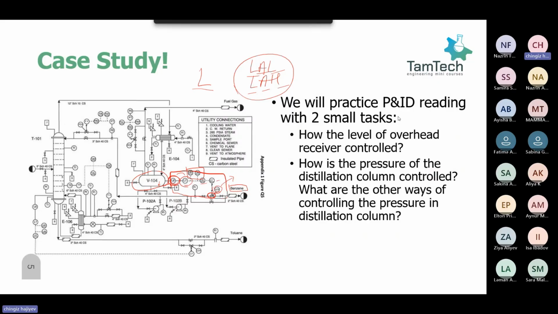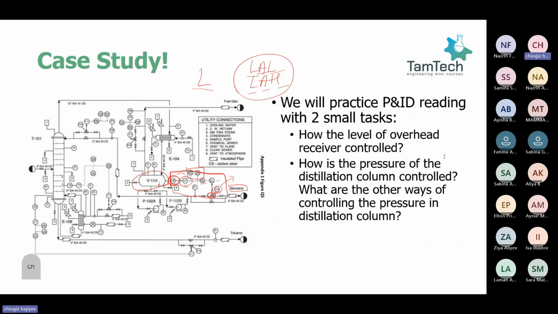Then let's go to the second one. The second one is: how is the pressure of the distillation column controlled? Let's firstly read what you wrote. Okay, hold on. Increase, decrease flow. I agree, flow, but you need to be more specific. Flow of what? Flow of something. And you need to specify which flow that is.